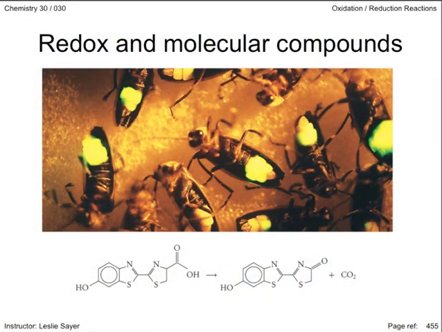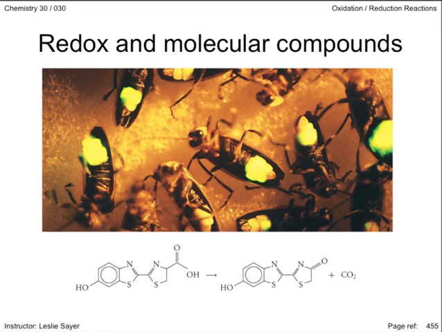This picture of fireflies from your text is another biological example of a redox reaction. Light is one of the products. Shown just below this picture are the molecular diagrams of the reactant and products, and as you can see, there does not appear to be any metals involved. How would you write the half reactions for this one?